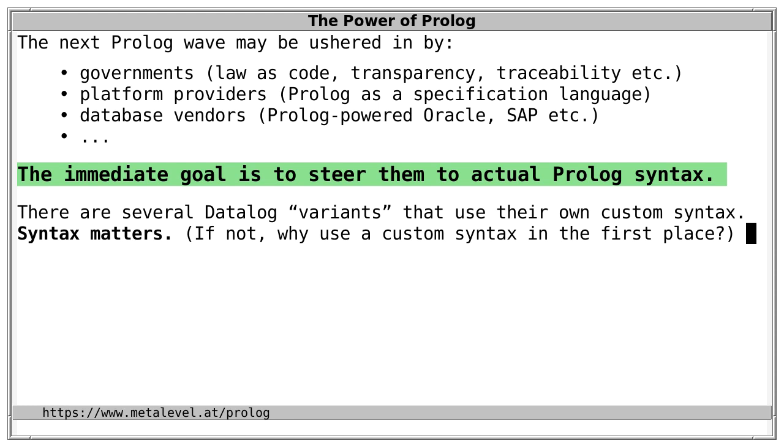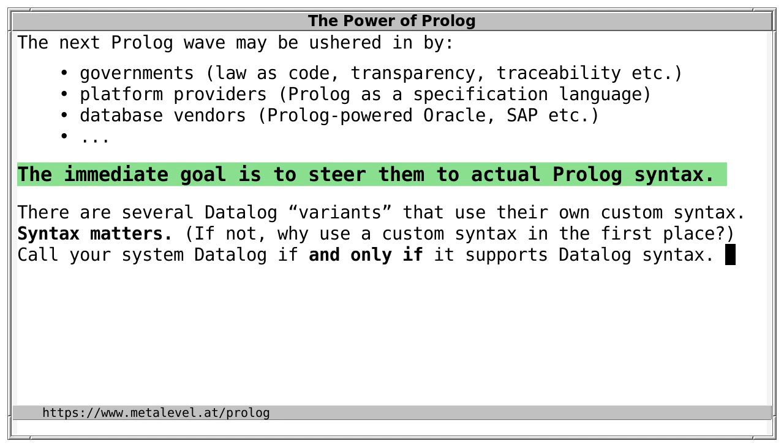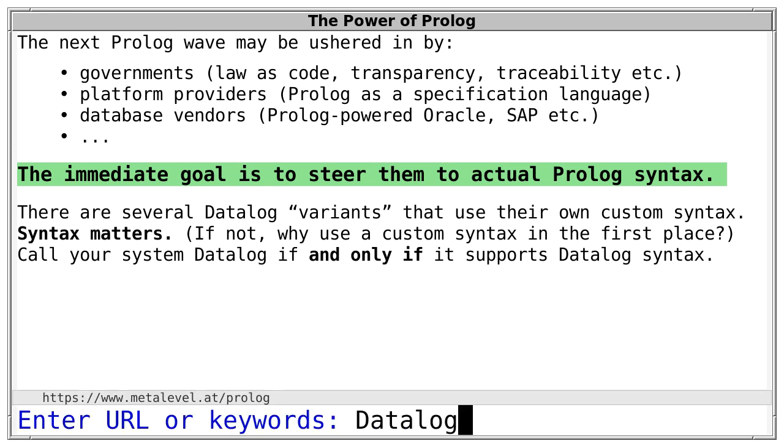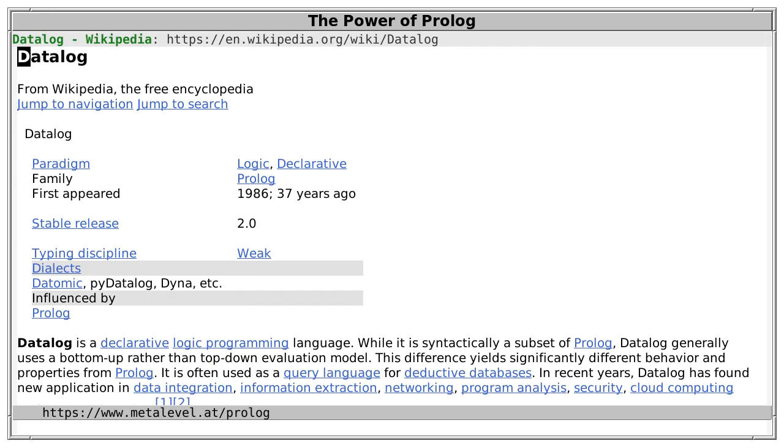And more directly, why then even choose a custom syntax in the first place? Because if syntax doesn't matter to you, then you may just as well use standard Prolog syntax. And personally, I would recommend that you call your system Datalog if and only if it supports Datalog syntax. For instance, if we search for Datalog and go to the Wikipedia page, then we immediately see it here. Syntactically, Datalog is a subset of Prolog.